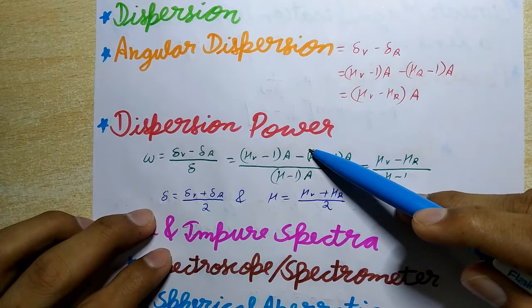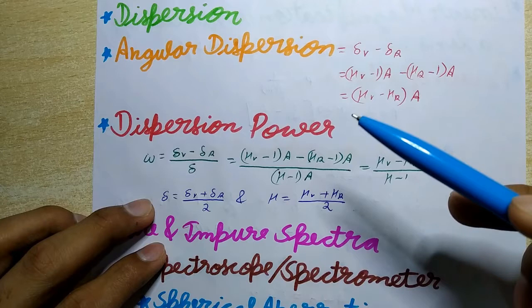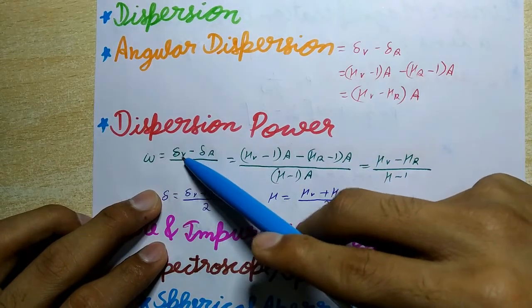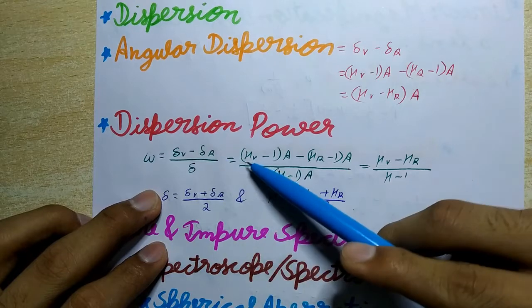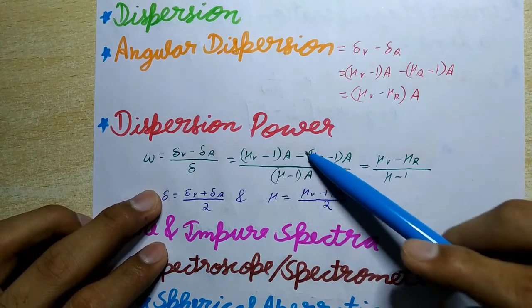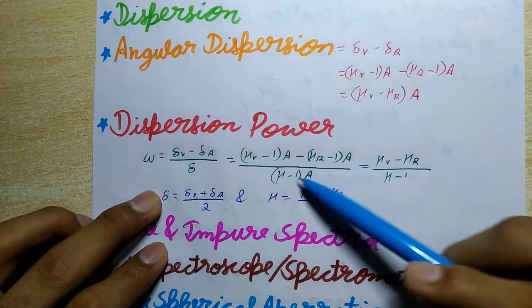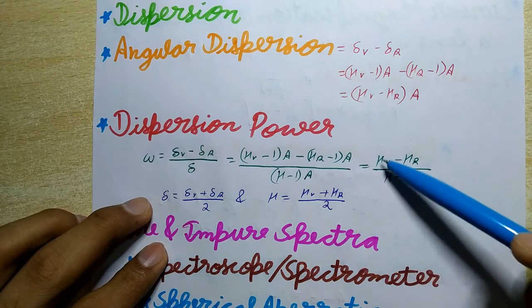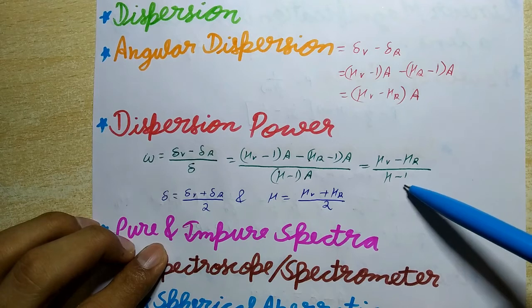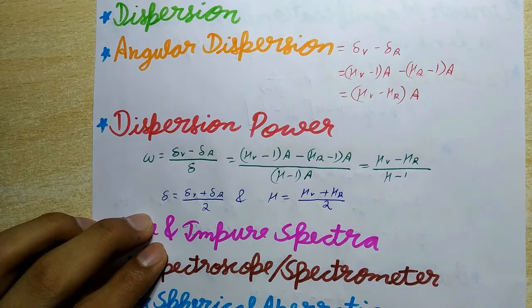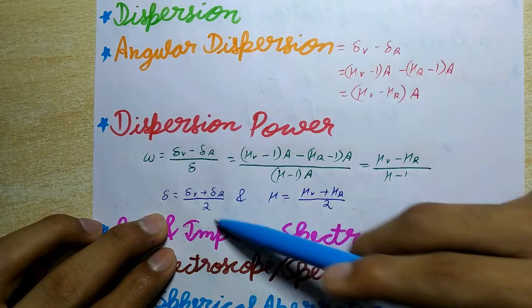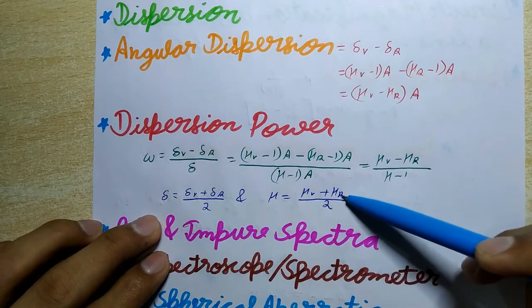So dispersion power is equal to angular dispersion upon mean deviation, and omega is equal to (δV minus δR) upon δ, which equals (μV minus 1) into A minus (μR minus 1) into A upon (μ minus 1) into A, which will be equal to (μV minus μR) upon (μ minus 1). So here δ is equal to (δV plus δR) by 2 and μ is equal to (μV plus μR) by 2.